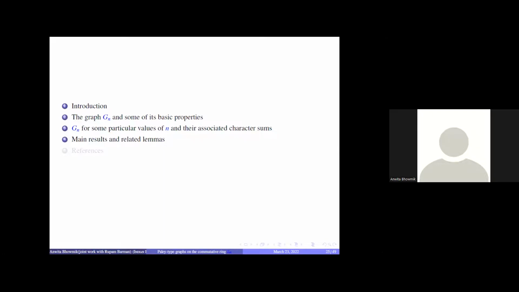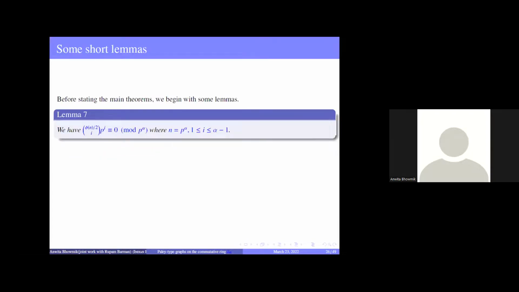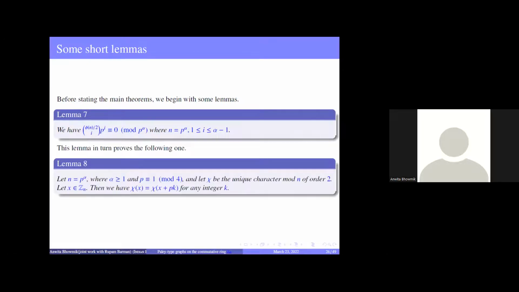Now we come to the main part where I talk about our main results and some related lemmas. Before stating the main results, let me start with the lemmas. From here on, since our focus is on the case where Zn star is cyclic, we take n equal to p to the power alpha, where p is congruent to 1 mod 4. In this lemma, we do not need the condition p congruent to 1 mod 4, but this lemma leads to the next one, where the condition is needed. If chi is the unique quadratic character of order 2, then chi will have period p.